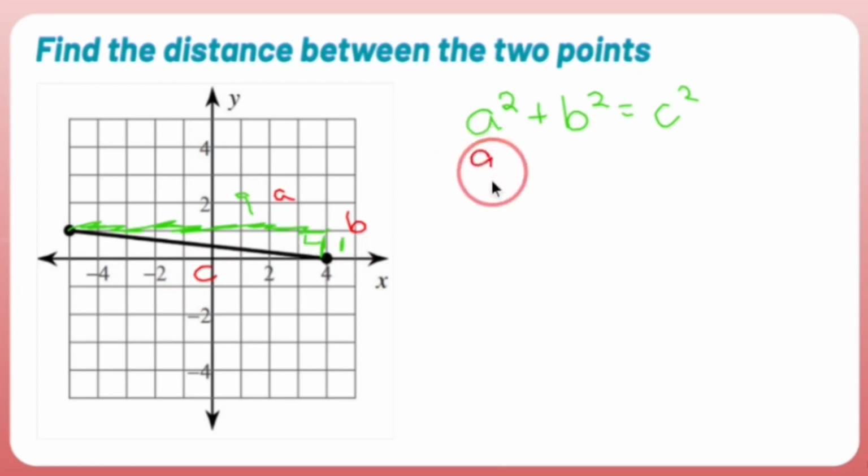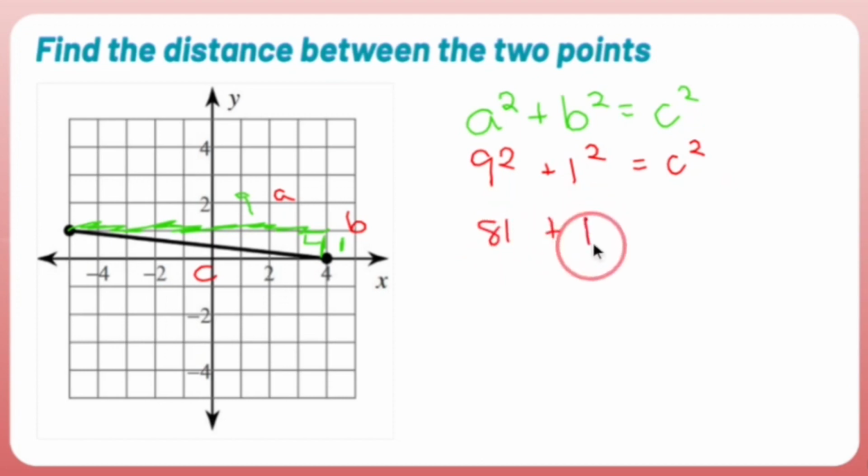So when I plug it in, I have 9 squared plus 1 squared equals C squared. I have to get C all by itself, but first I can do a little bit of PEMDAS over here. So 9 squared is 81. 1 squared is, let me get out my calculator. 1 times 1 is 1, and then that still equals C squared.